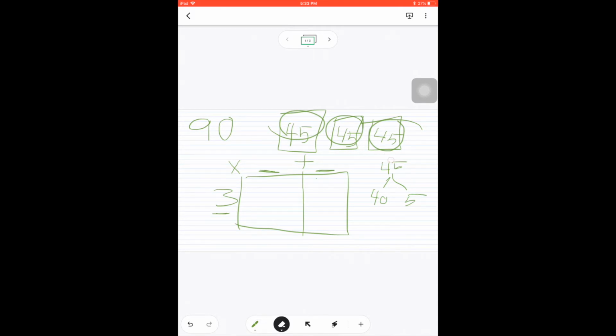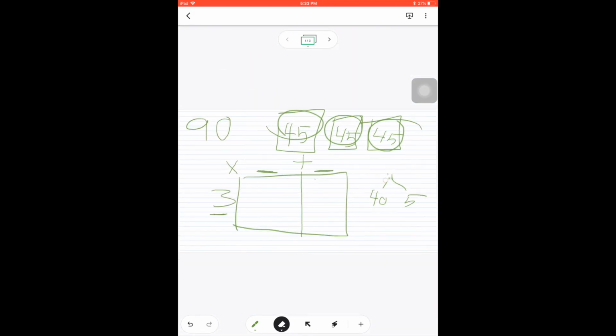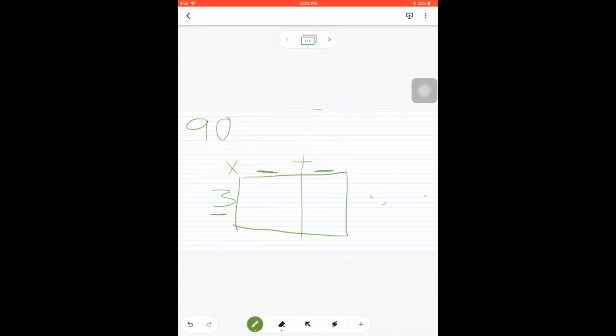I'm going to erase some of this so it's easier for us to see, so it's not so confusing. Just going to erase. Okay. So now that it's a little bit more cleared off, let's get into it. So I'm going to do 40 plus 5, because that makes 45.